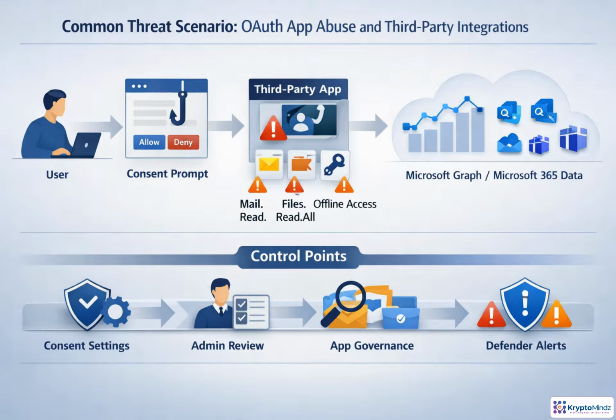The defense is to put control points around consent, restrict who can approve apps, require admin review for risky requests, review enterprise apps and service principals, and use app governance plus Defender for Cloud Apps to detect abnormal behavior.